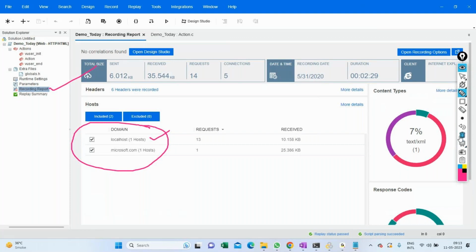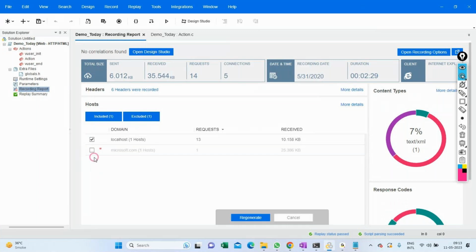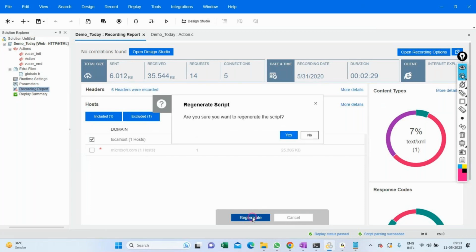So in your example, if you are testing web tours, it can be localhost or 127.0.0.1 here, which should be enabled. Other than that, if any other domain is enabled here, you have to uncheck it. For example, you just have to uncheck this option, and when you uncheck it, you will see this regenerate button here. Then when you click on the regenerate button, automatically it will remove all unnecessary requests which are not related to our application.